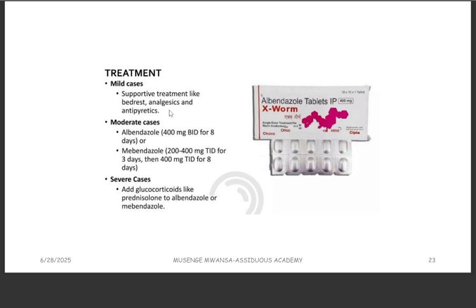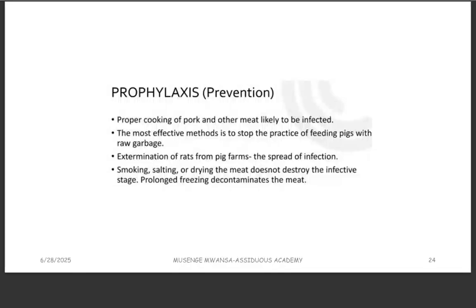You also give some painkillers and some drugs to help lower the fever, because we said that when the larva is in the muscle, it can also cause fever. For moderate cases, you give albendazole or mebendazole. For severe cases, you can add glucocorticoids like prednisolone to albendazole or mebendazole. So basically, the drug of choice is albendazole or mebendazole. If the case is severe, also add the glucocorticoids.